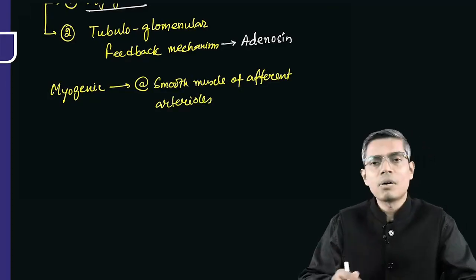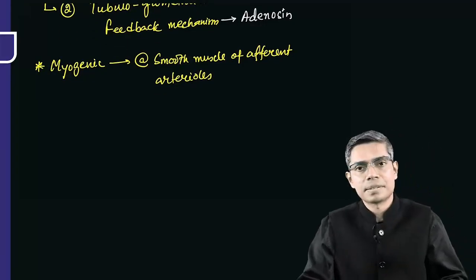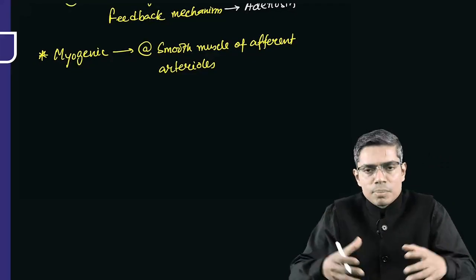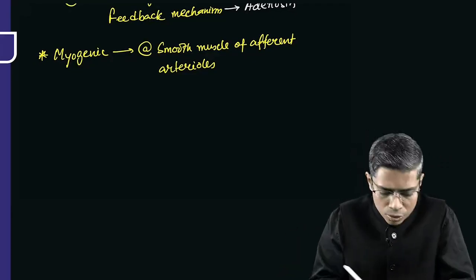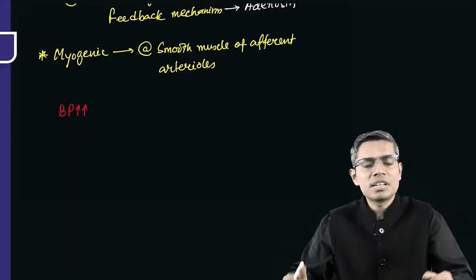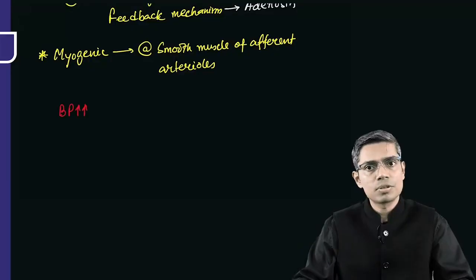Getting my point? Now, how is this mechanism operating? So now we are going to the detailed version of this mechanism. Suppose one person is suffering from high blood pressure. Suddenly the blood pressure is rising. Whenever the blood pressure rises, it will cause a stretch on every blood vessel. So obviously the afferent arterioles will also get stretched.